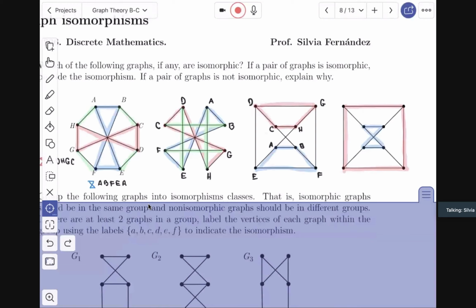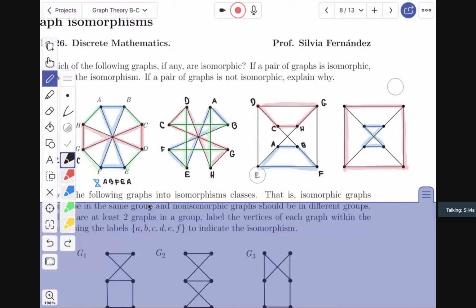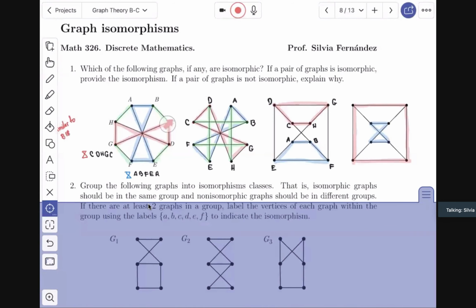this cycle. Okay, I did everything, but now we need to check this cycle. The order for that cycle is supposed to be C, D, H, D, C. C, D, H, but that's not H, right? C, D, G, H. C, D, G, H, C. And that one is different.